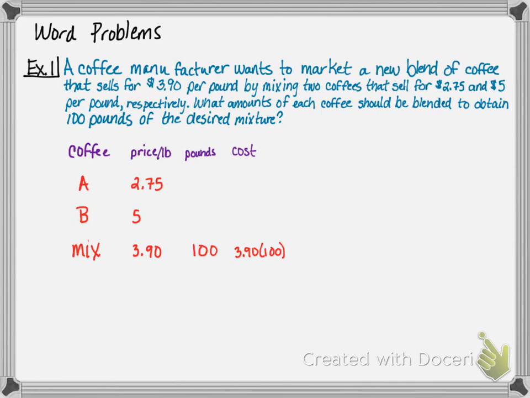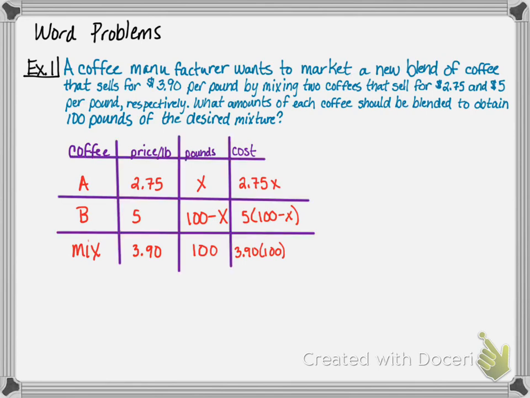Okay, so we know that the total number of pounds of the mixture is 100. But we don't know the individual pounds of coffee A and B. We can assign variable X to be the pounds of coffee A. And since the pounds of coffee A and B have to add up to 100, coffee B must be 100 minus X pounds. We can find the cost again by multiplying the price by the pounds. So for coffee A, we have $2.75 times X. And for coffee B, 5 times the quantity 100 minus X. Okay, so that's our organization.